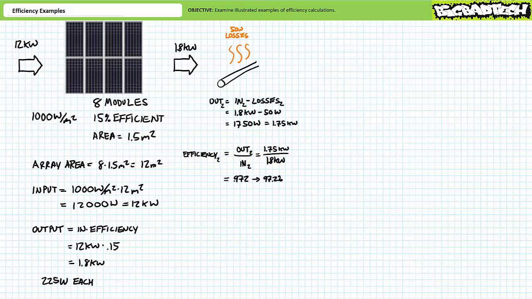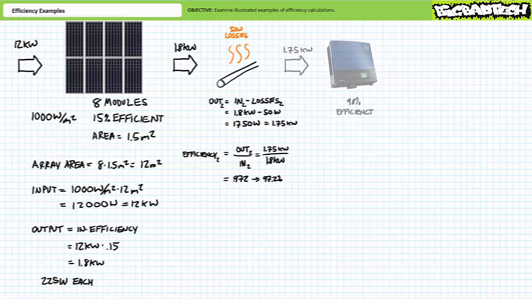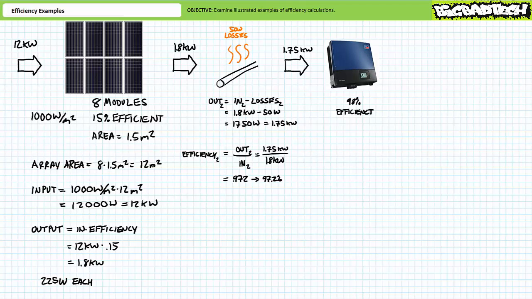First, let's determine the usable power output of the wiring, where output is input minus losses. 1.8 kilowatts minus 50 watts yields a usable power output of 1,750 watts, or 1.75 kilowatts. Efficiency is output over input. 1,750 over 1,800 yields an efficiency of roughly 97.2%. Let's now move on to the final stage of our system.